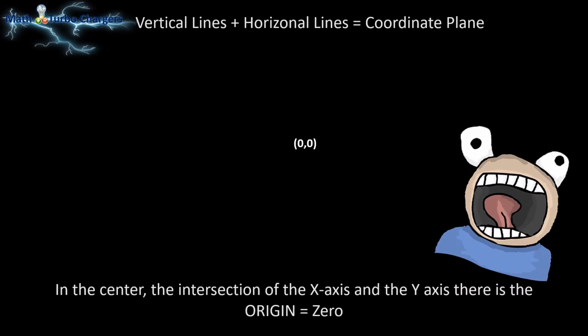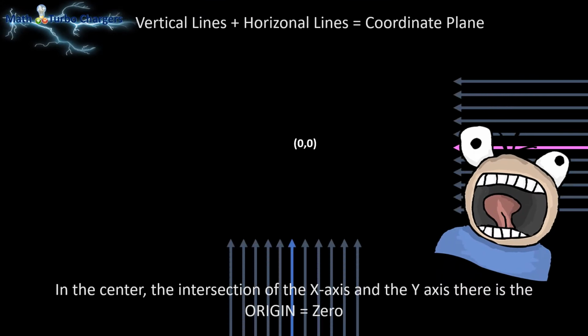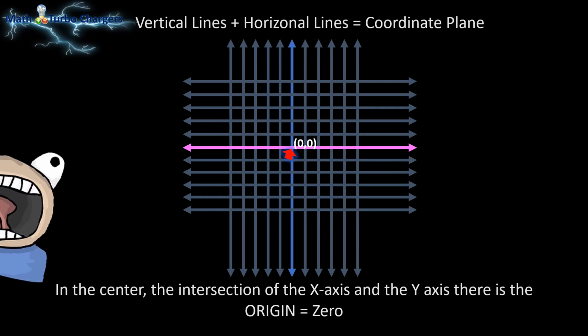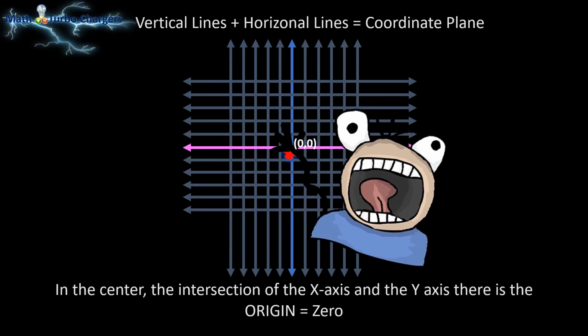Remember, the coordinate plane is a set of horizontal and vertical lines. They are glued together by the center point called the origin. Having a value of 0, it is the place of no return.